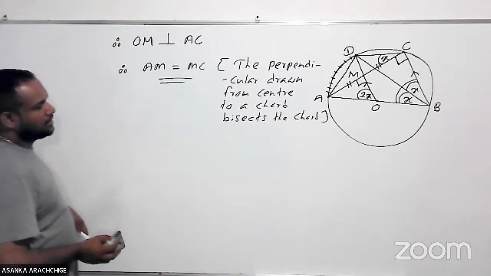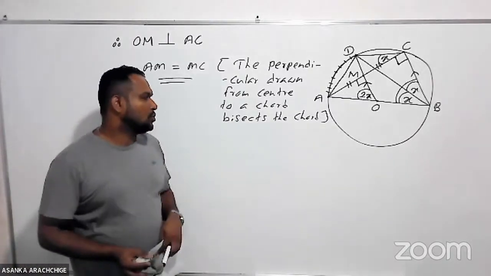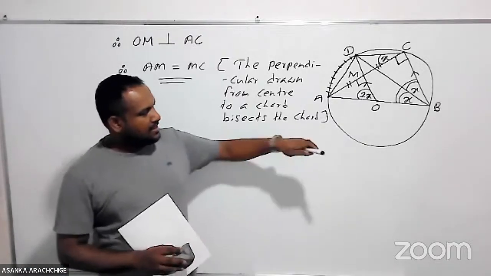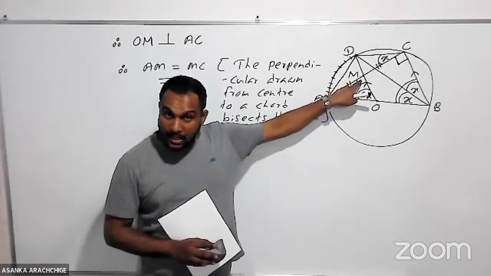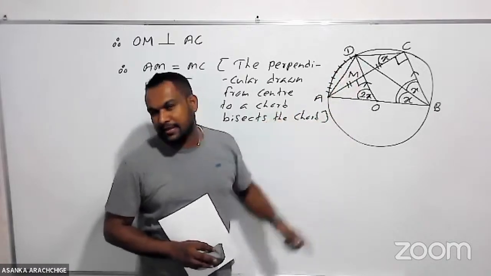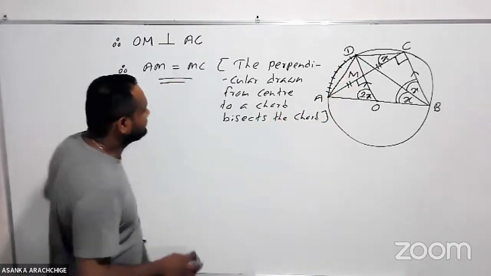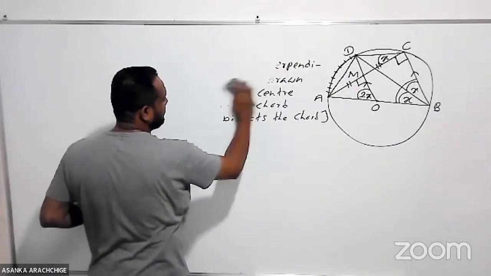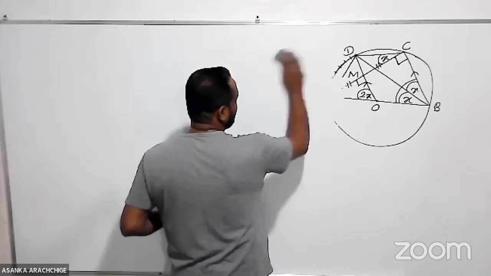The perpendicular drawn from the center to a chord bisects the chord. Right. Now we are moving to the second question.